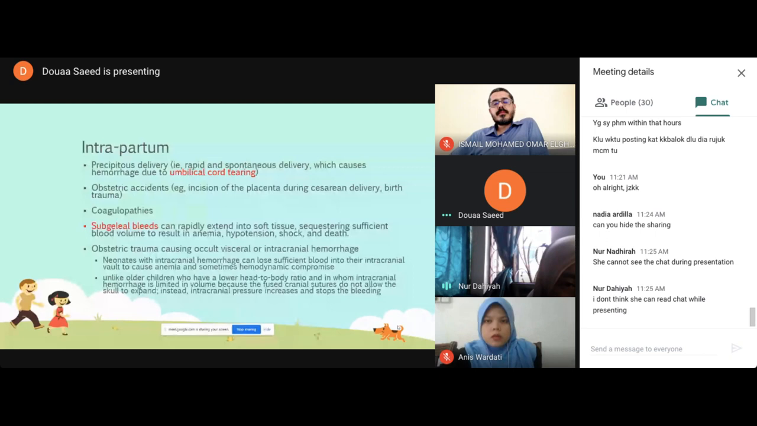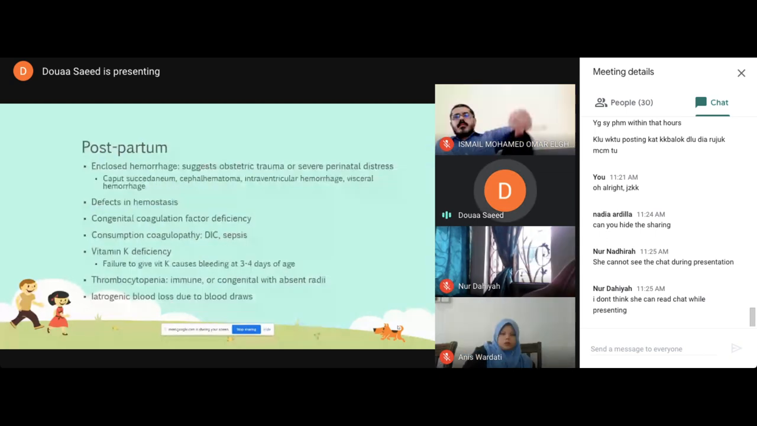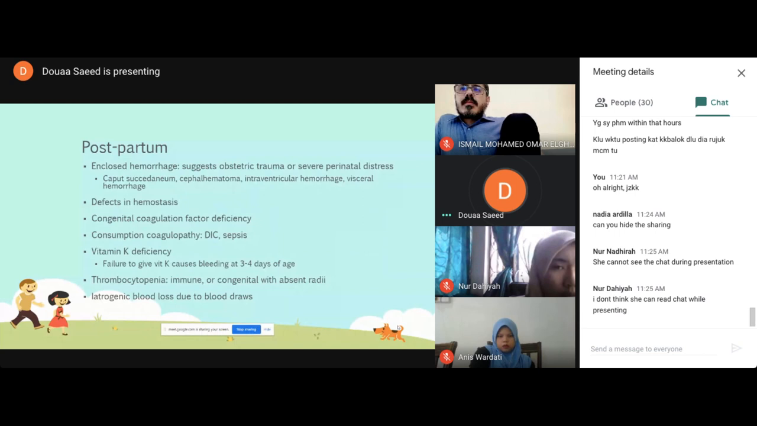So in postpartum hemorrhage, usually an enclosed hemorrhage, there may be stress of trauma or severe perinatal stress, such as caput succedaneum or cephalohematoma or intracranial hemorrhage and visceral hemorrhage. It can also be caused by defects in hemostasis, congenital coagulation factor deficiency, consumption coagulopathy, such as disseminated intravascular coagulation or sepsis, or vitamin K deficiency, in which case failure to give vitamin K causes bleeding at 3 to 4 days of age. There can be thrombocytopenia, such as immune or congenital, and blood loss due to blood draws. Remember that neonates have smaller blood volumes. So if we draw a lot of blood from them, then we can actually induce anemia.